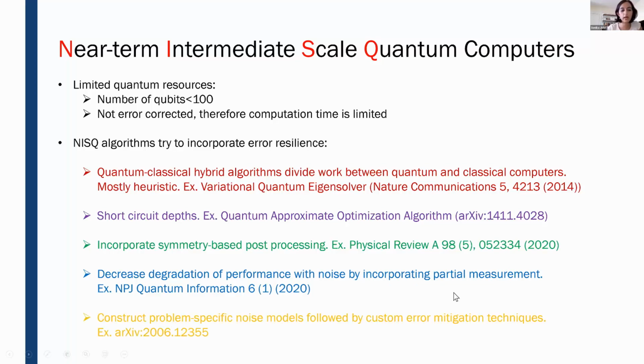And then there's an example that I'll talk about in the next few slides: you can think about how noise affects a particular algorithm, and then design a custom error mitigation technique for it. I'll give a cool example of that in the following slides. Any questions about any of these different techniques?